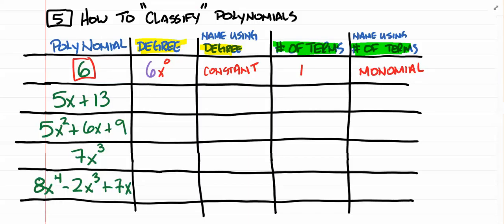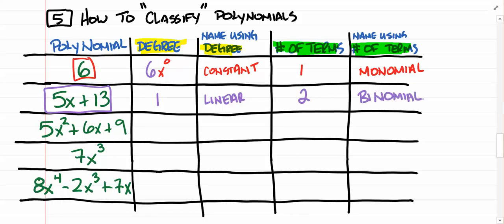Okay, take a look at example number 2. The degree of this is a 1 because the x power has a value of 1. So if it is a degree of 1, the name that we use would be linear. So by its degree, we use linear because it is a degree of 1, which makes sense because after all, this is nothing more than a line that has a slope of 5 and a y-intercept of 13. Now, how many terms does it have? Well, it has a 5x and it has a 13. So it has 2 individual monomials. So there are 2 terms, and so we would call this a binomial.